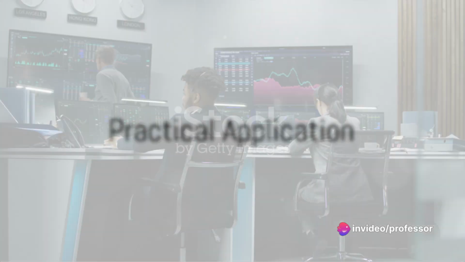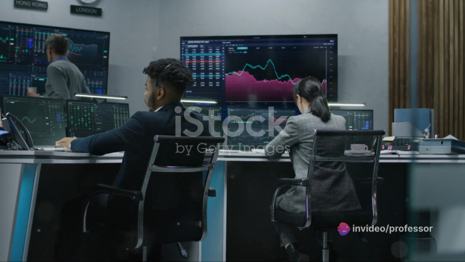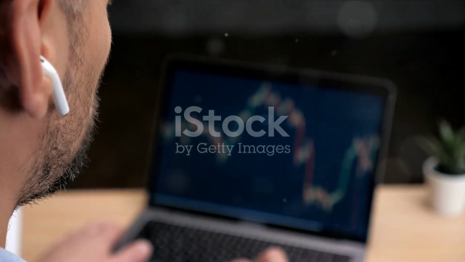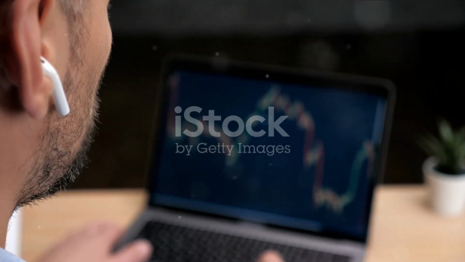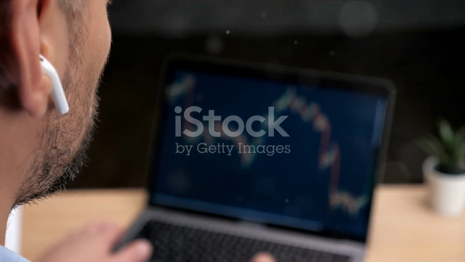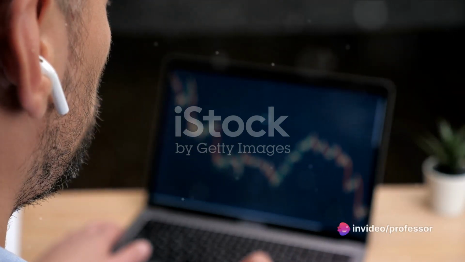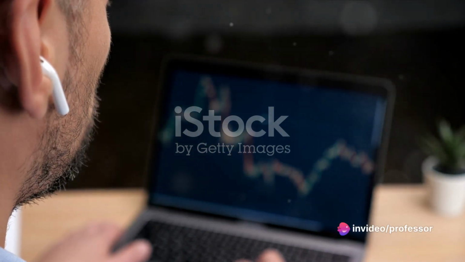Now that we've covered the basics, it's time to see these indicators in action. So, you've got your RSI, Bollinger Bands, and MACD at your fingertips and you're raring to get started. But remember, these are not crystal balls. They're tools to help you make informed decisions. Let's see how they can work together.